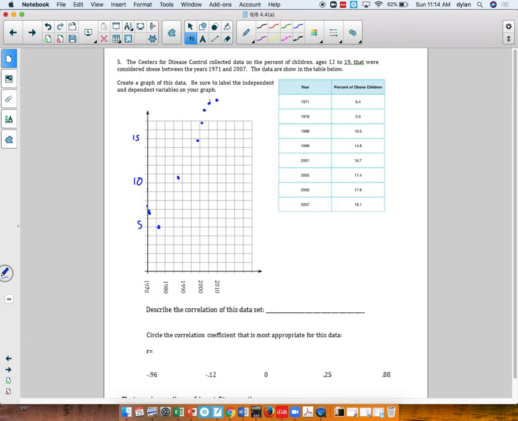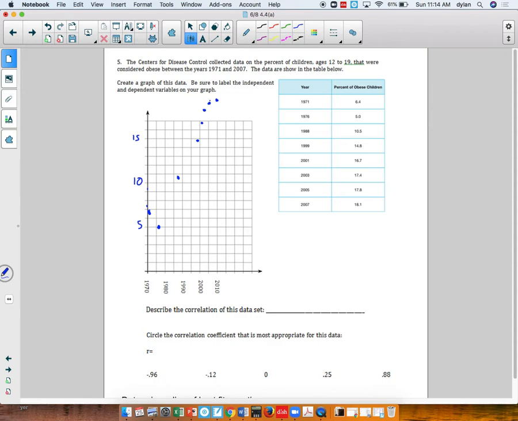All right, so this is real life data. The Centers for Disease Control, the CDC, has been collecting data on the percent of children from age 12 to 19 that were considered obese between the years 1971 and 2007. And I included the data in the table on the right. So our goal here is to create a graph of this data to describe the correlation of the data set and pick the most appropriate correlation coefficient. And then we also want to write an equation that models this data set.